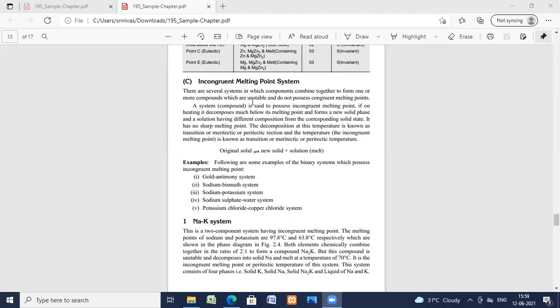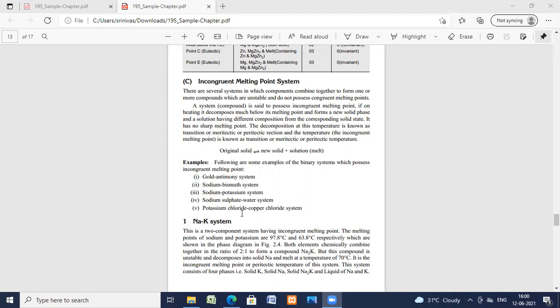A phase is any part of a system which is homogeneous, physically distinct by boundary, and mechanically separable from other homogeneous parts of the system. For example, water plus petrol, water plus benzene, CCl4 plus water. There you have two phases. Next, ice, water, water vapor. We are having three phases.